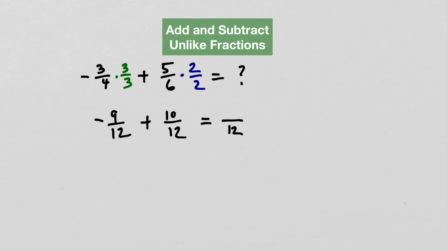Okay. Negative 9 plus 10. Remember, we need to treat them like positive integers, right? So again, 9, 10. What is the difference between 9 and 10? 1. Okay, we're going to put the answer 1 up here. And which one is the larger number? In this case, it's 10. And what is the sign in front of the 10? That's a positive. And therefore, our 1 in the numerator stays as positive, and our answer is 1/12.